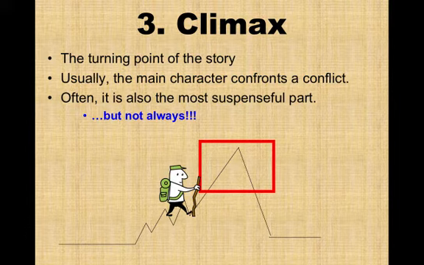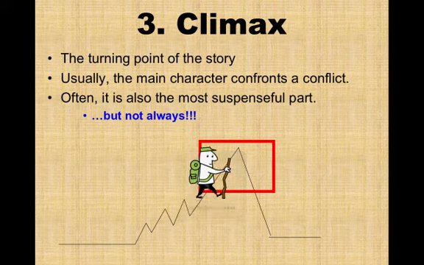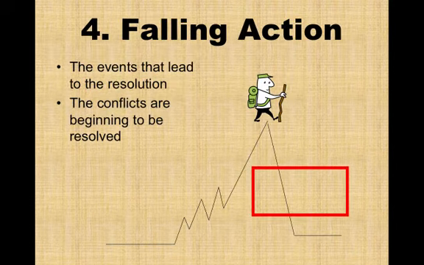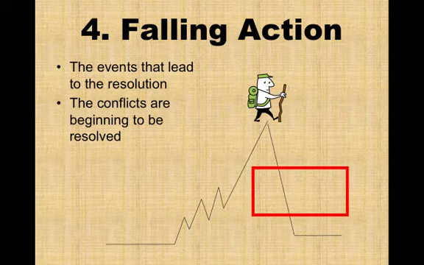Alright, so then after the climax, part 4 is known as the falling action. These are the events that lead to the resolution, and the conflicts are beginning to be resolved. The falling action, the events are often just as interesting, if not more interesting, than the rising action. Usually there are fewer events than what you would find in the rising action.